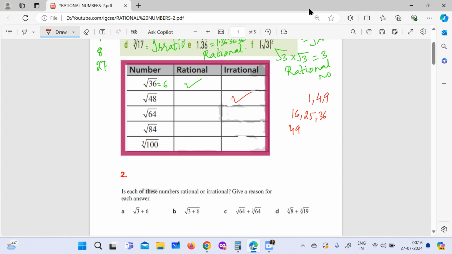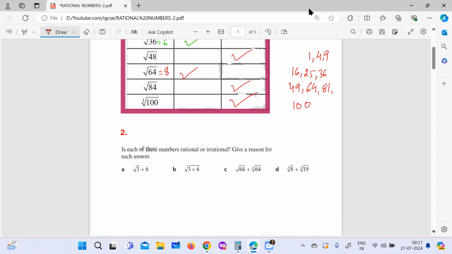Now root 64. Root 64 is nothing but 8, so this is a rational number. And root 84: again, 7 times 7 is 49, and then 64 and 81, and then you get 100. These are the square numbers, and we don't find 84 here. So the value of root 84 will not be a whole number, and this cannot be written as a rational number. So this is an irrational number. Now cube root of 100. We cannot find the cube root of 100. This is also an irrational number.